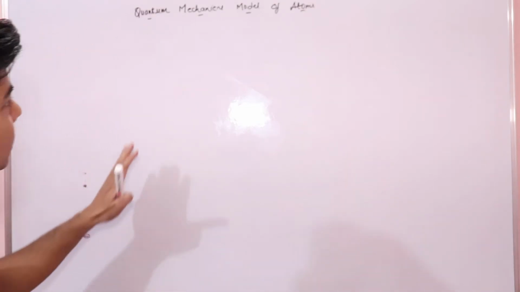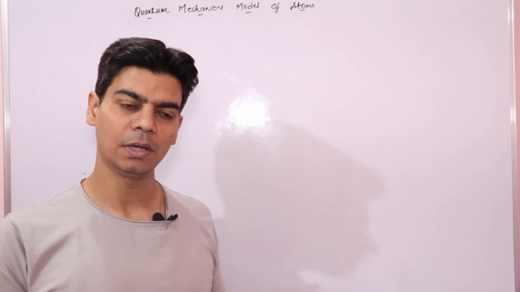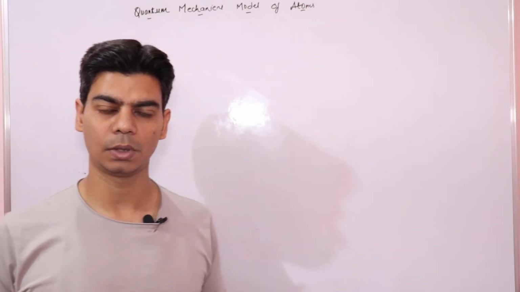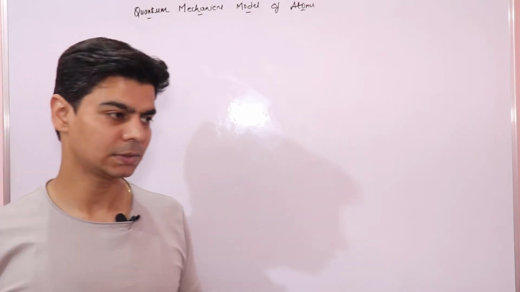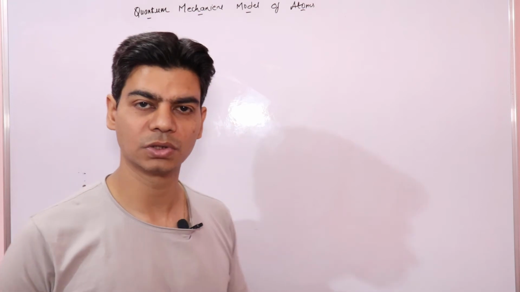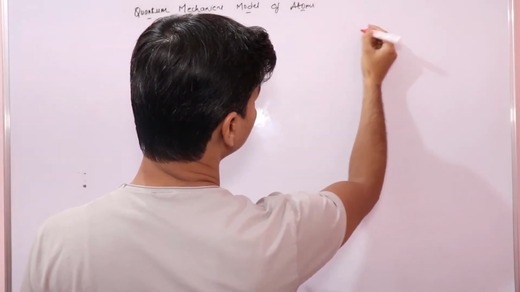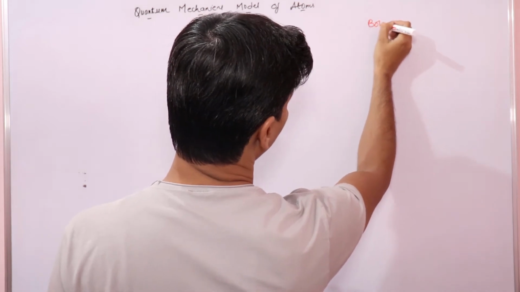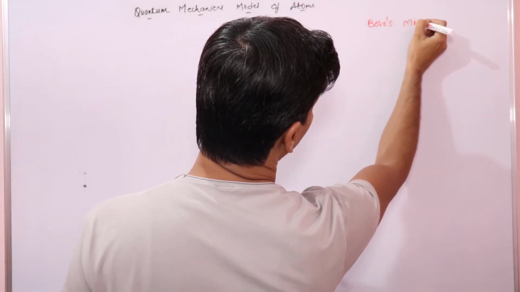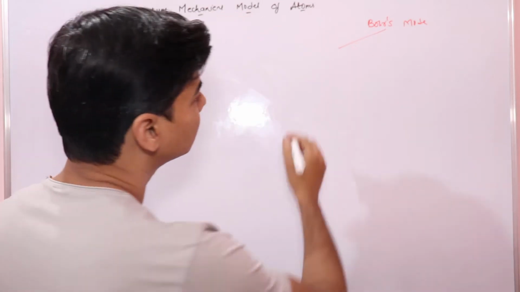So before we deep dive into the quantum mechanical model, let's see what was the requirement for it, based on the failure of Bohr's model of atom. Because before this we had Bohr's model of atom, which was not successful. As per Bohr's model, there were two major drawbacks.